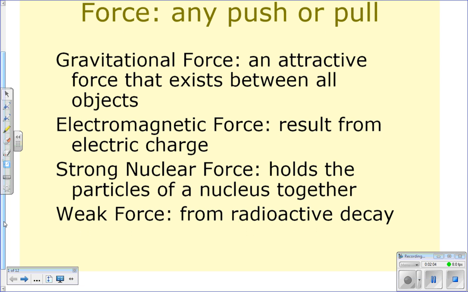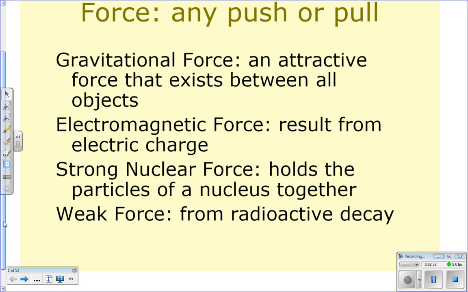Another type of force is called an electromagnetic force. This results from electrically charged particles. And this is actually probably most of the forces that you encounter are electromagnetic forces. These are the forces that make tape sticky and that sort of thing.